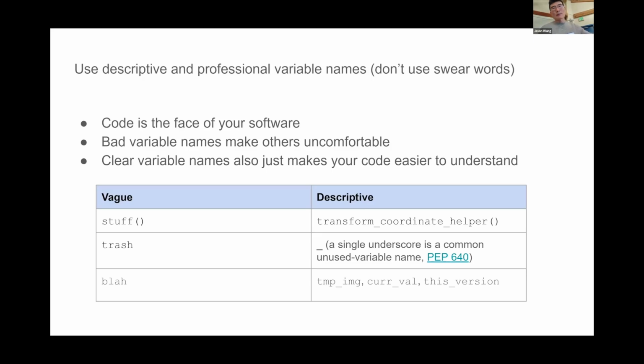You can use things like temp, image, curve, val. And if you really don't want to name something, the Python standard for an unused variable name is underscore. So just name it underscore if you really don't care about it.